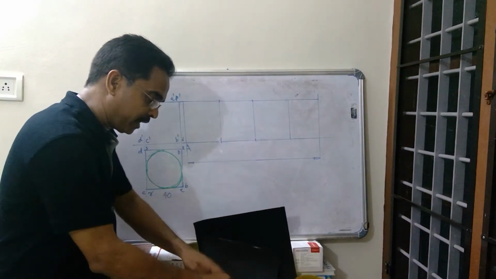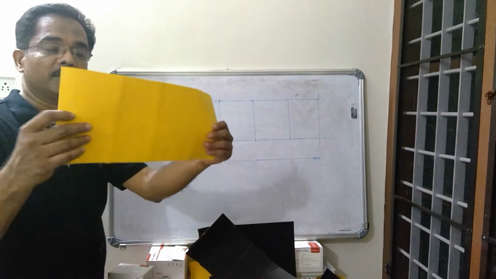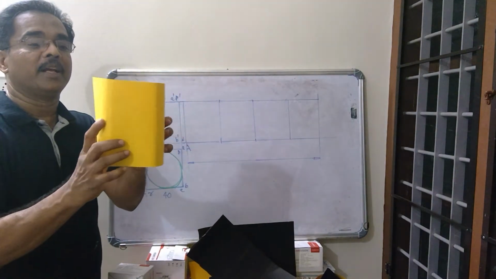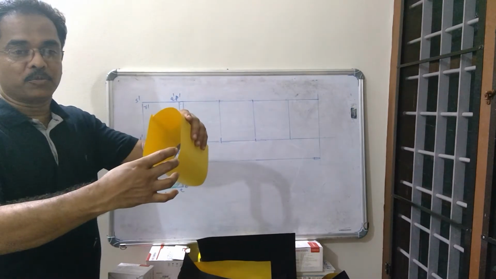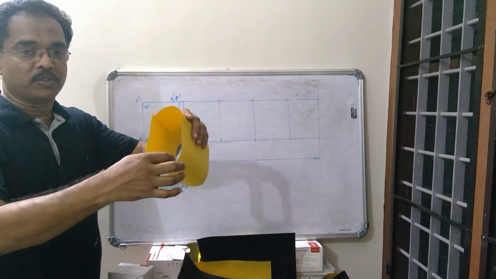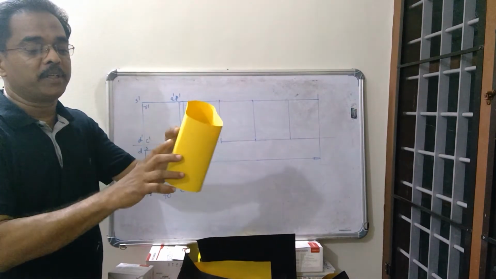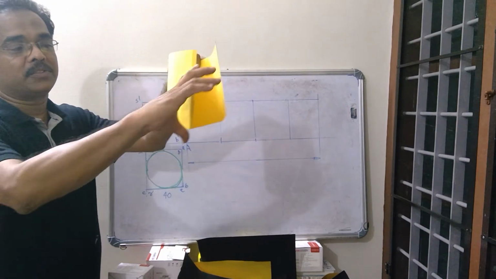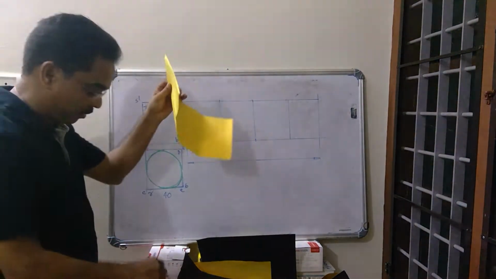For example, in the case of a prism, this length will be equal to the perimeter of the solid. Since this is a rectangular prism, it is length plus breadth, so L plus B, into 2. 2 into (L plus B) is the total length of the sheet required, and this length is equal to the height of the solid, the height of this box.